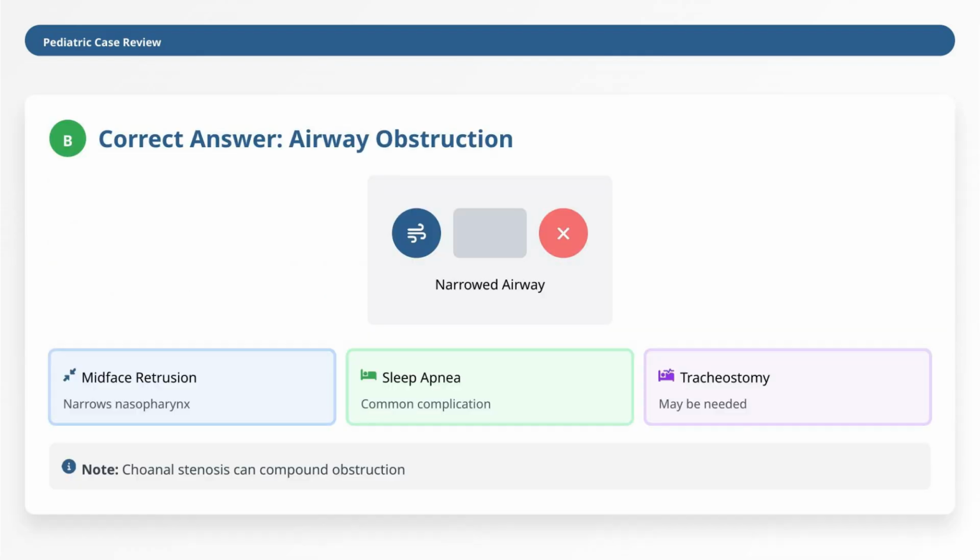The correct answer is B. Midface hypoplasia causes narrowing of the nasopharyngeal airway, leading to upper airway obstruction. Choanal stenosis may compound the problem. Many patients develop obstructive sleep apnea, requiring monitoring and intervention. Severe cases necessitate tracheostomy placement for airway management. Midface advancement surgery can improve airway patency in older children, but timing must be carefully considered.